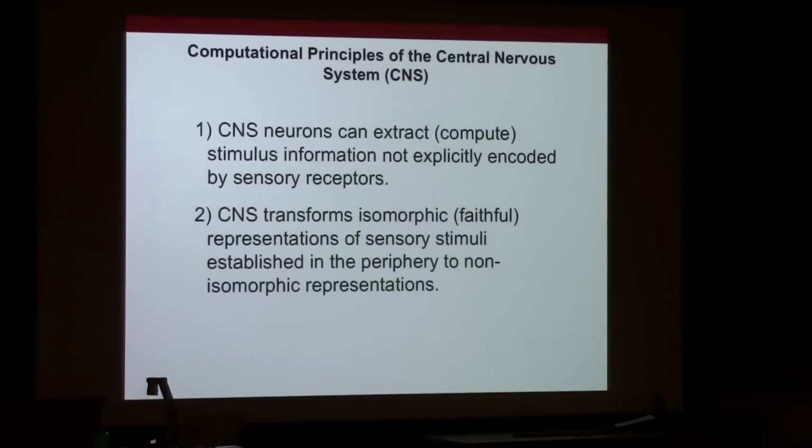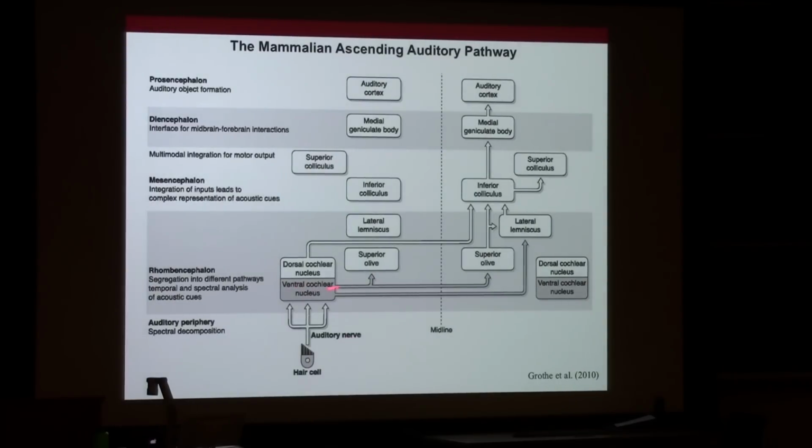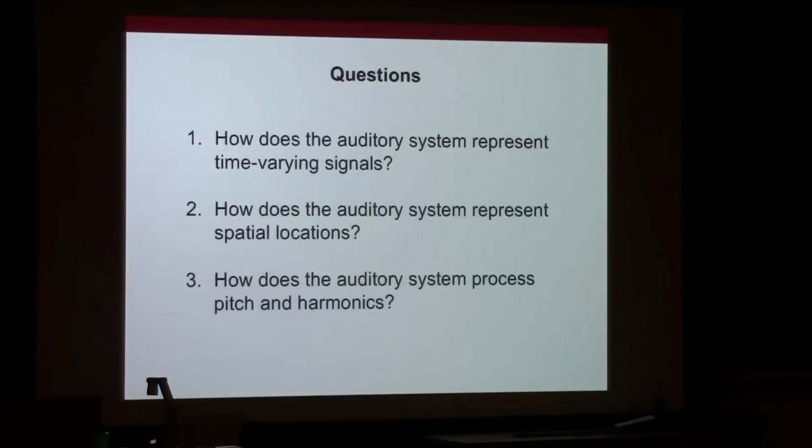So what is the central nervous system? In the auditory system, anything beginning after the cochlear nucleus is considered central nervous system, and below here is the peripheral nervous system. So the auditory nerve is part of the peripheral system. Here are the three questions that I would like to discuss.